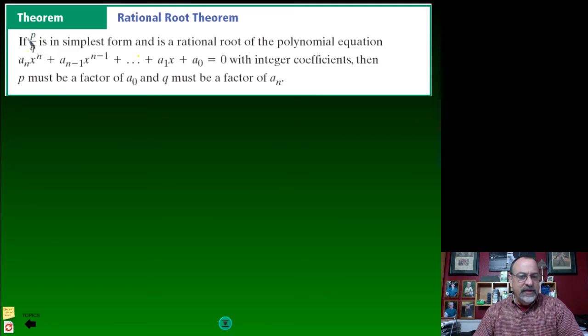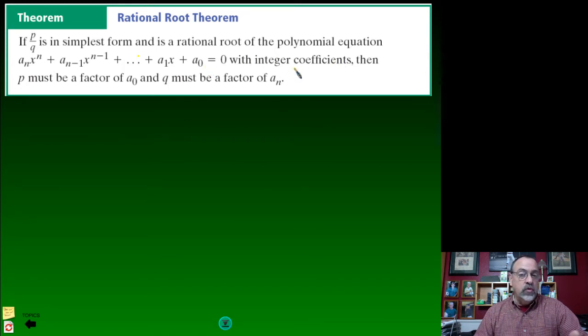And what it says here, if you have a number that is reduced and it is a root of this polynomial equation set equal to 0, and this is just a mathematical way to represent a polynomial in standard form. You have x to the n minus 1, which represents decreasing exponents, excuse me, and then you have these coefficients that go in the same order along with their exponents all the way down to a constant, and if that's equal to 0, it says with integer coefficients.